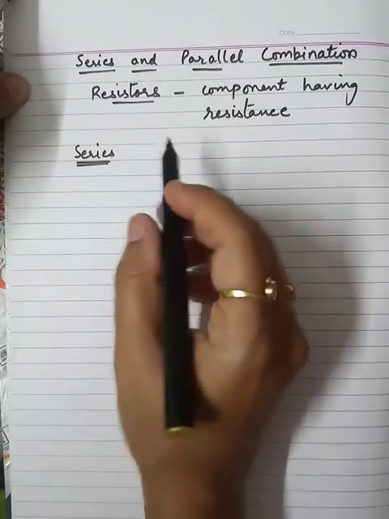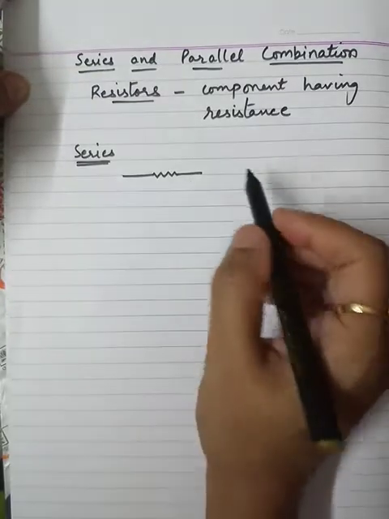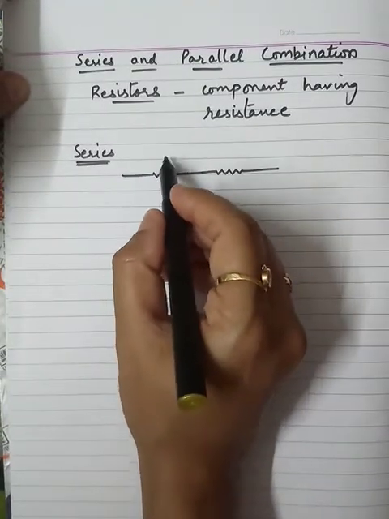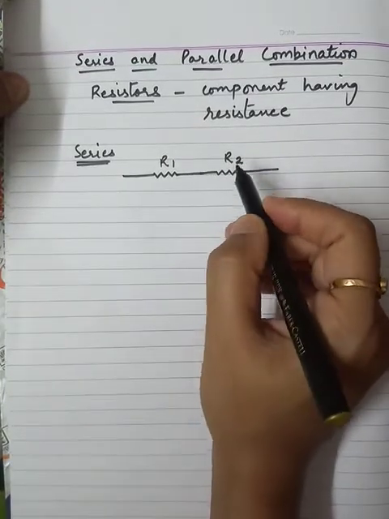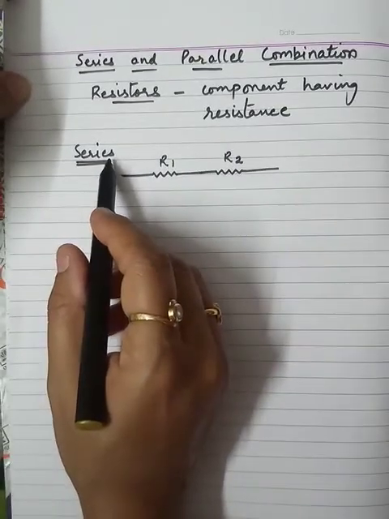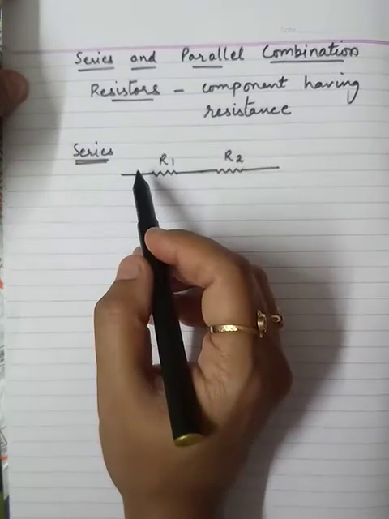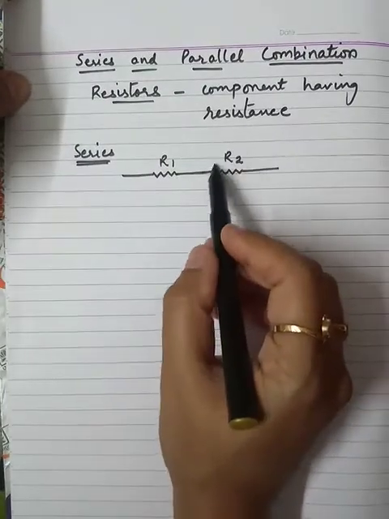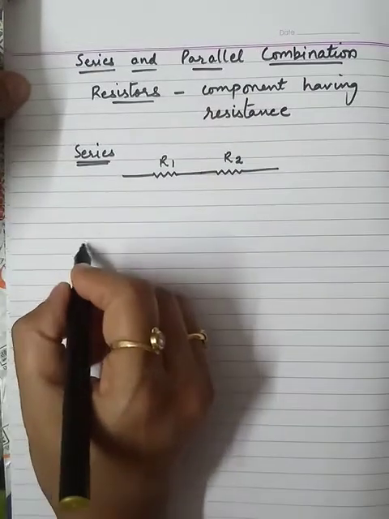Series combination means two resistors represented by this symbol are connected in a single line. Okay, suppose this is the resistor 1, so it can be named as R1, and this is resistor 2, it can be named as R2, right? Now in the series combination concept, we want to find out the total resistance of this combination of resistors. Okay, the resistance of this resistor is R1, resistance of this resistor is R2. So the total resistance we have to find out.